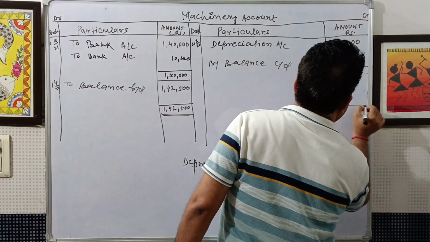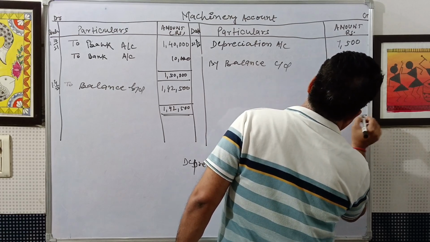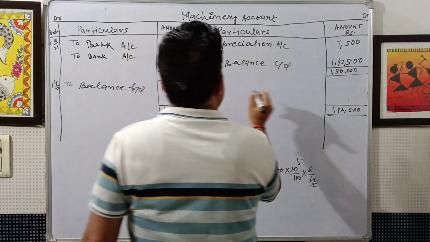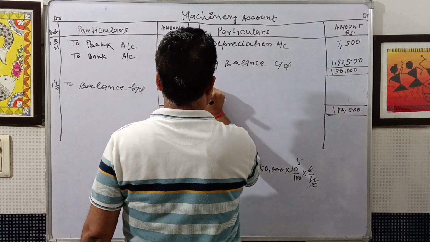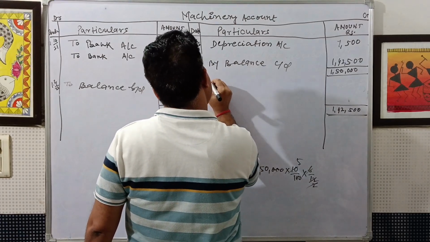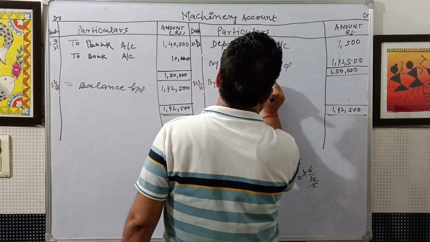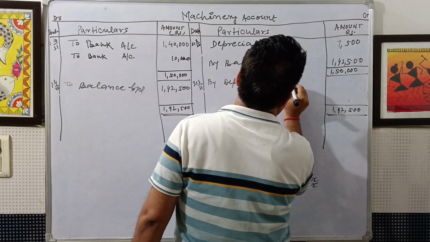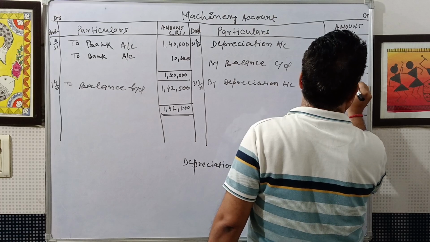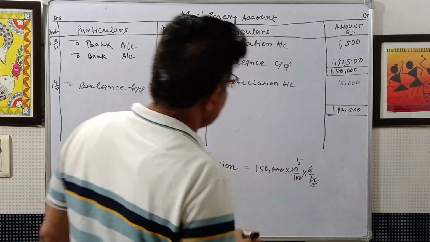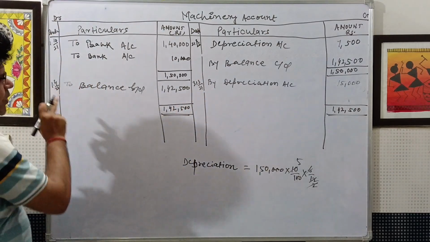And also 1,42,500, 31st March 23, by depreciation account. How much? 15,000. Why 15,000? Because in this year we used the whole year, because 1st April 23.